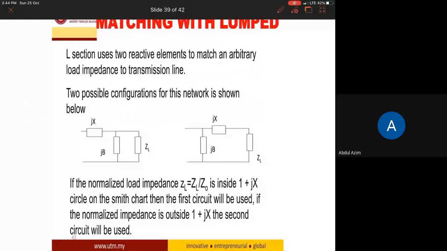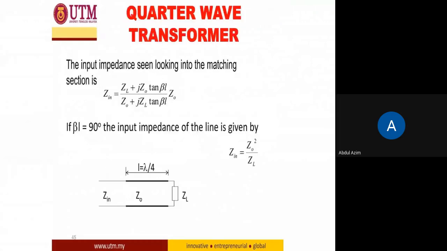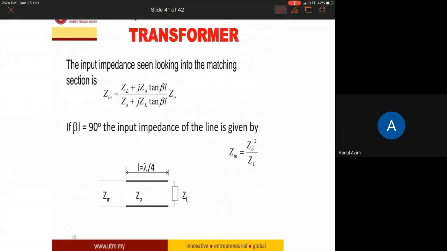You can use single stub matching and quarter wave transformer. You need to show your assignment. You need to draw this so that you can know the quarter wave and what is the additional length that you may need to use in order for matching to be done. For example, this is the length of the quarter wave length, and maybe some additional length you need to add before the quarter wave length. So you need to look at how to design it.